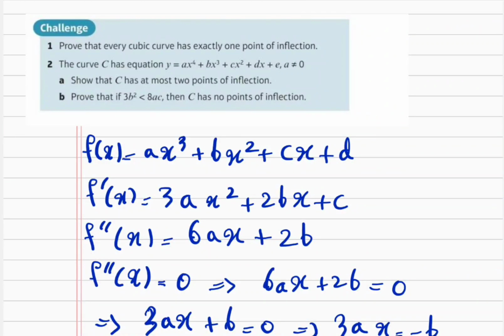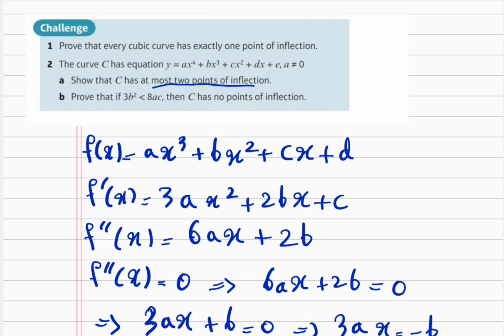Hi everyone, this video is on exercise 9i, the second question of the challenge. We have the curve C with the following equation, which is a quartic function. And in part A, we want to show that C has at most 2 points of inflection.